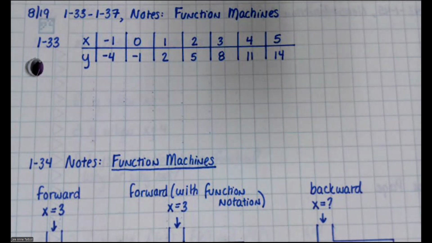Okay, guys, let's do 33, and then I'll move the notebook down so you can see all of 34 better to set that up. Number 33 is a table. We are going to find the growth, we're going to find the start, and then we're going to find the rule. This is probably review.